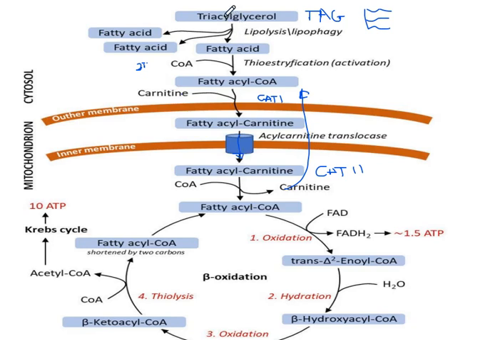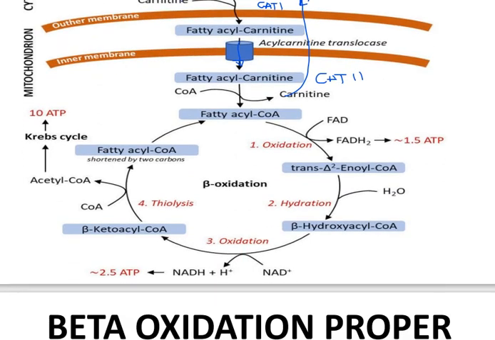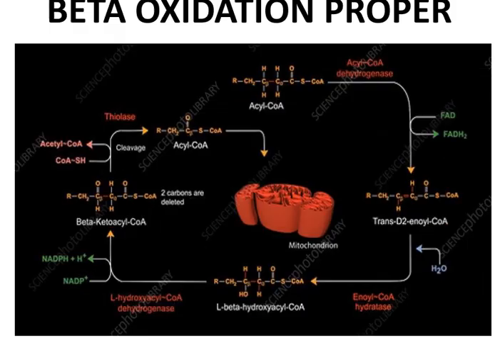So after activation and transport, now there is going to be the beta oxidation proper. 4 steps are involved in the beta oxidation proper. This basically occurs in the mitochondrial matrix. We have oxidation, we have hydration, we have oxidation again, and thiolysis. So let's look at the proper beta oxidation, where we have transported our fatty acids from the cytoplasm to the mitochondrial matrix.